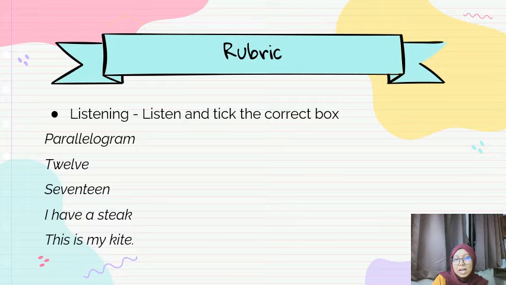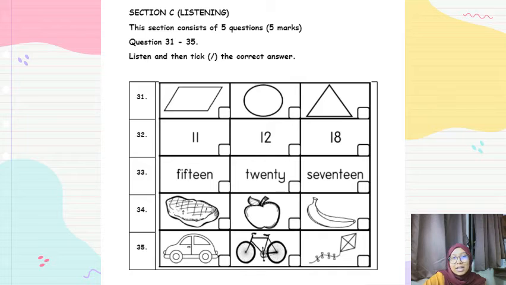Okay, which means the teacher that conducted the test, for example like me, when I conducted the test, I see all these words. I gave the instructions to my students, and then they need to choose the answers. So here are the questions that I have prepared for them. We can see that the instruction is: this section consists of 5 questions, 5 marks, question 31 until 35, where the student needs to listen and then take the correct answer.